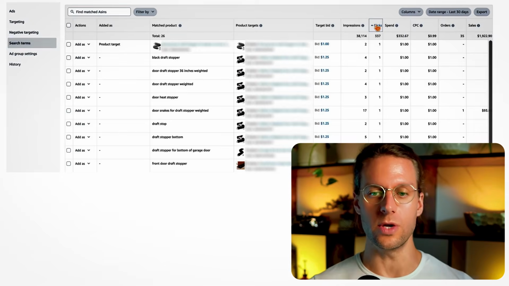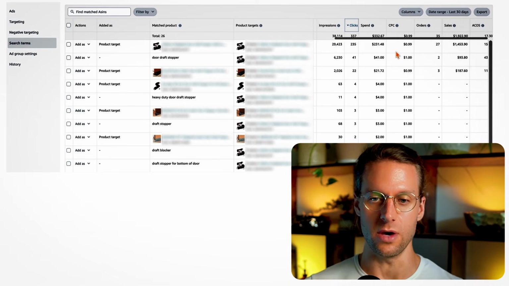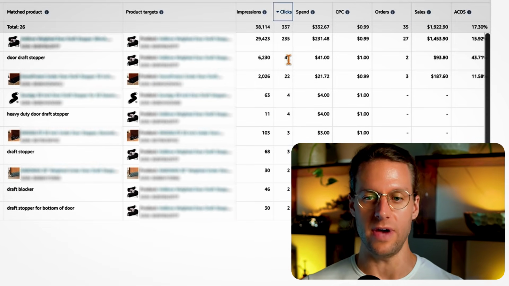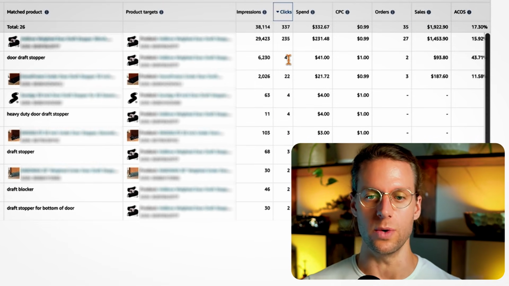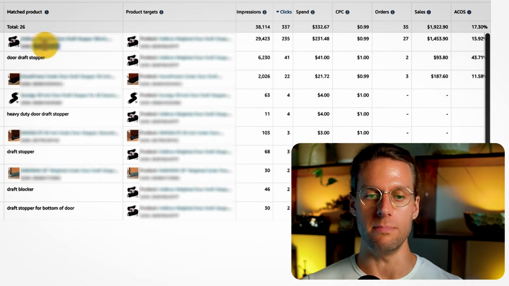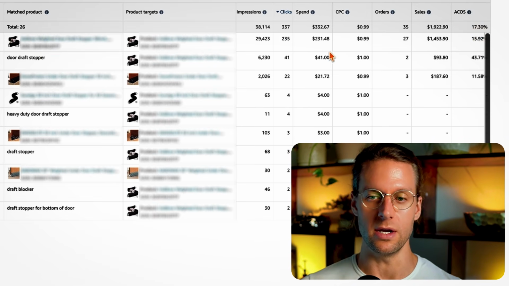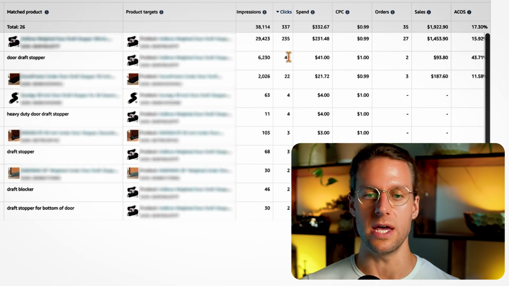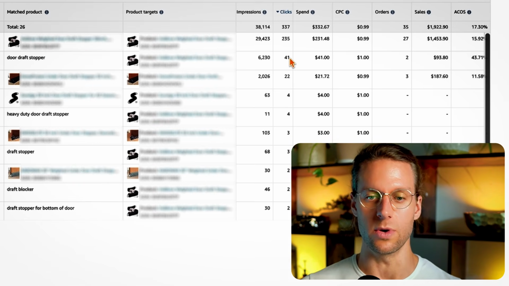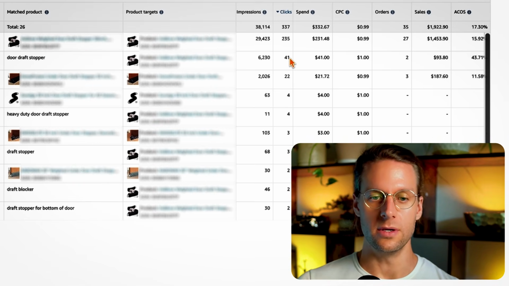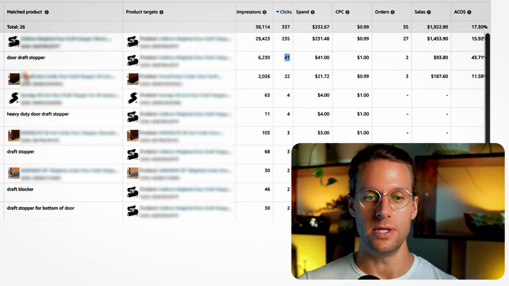Now again, if we order this by click, so we see where our clicks are actually going, we're going to see, again, a vast majority of our sales and clicks are going to that top product that we may end up isolating in its own campaign here. It's got a good ACoS, it's getting lots of sales. This is a great target for us, and this is a great way for us to find out targets that are working really well.